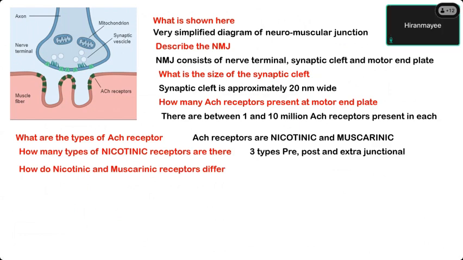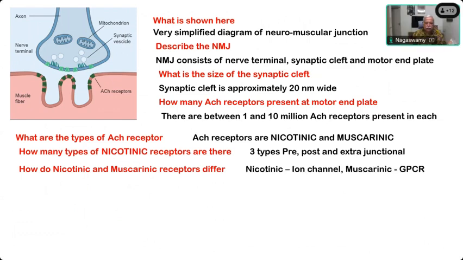Muscarinic receptors are G protein coupled receptors, sir. What about nicotinic? Nicotinic receptors are mostly ligand-gated ion channels. Nicotinic is an ion channel, muscarinic is G protein coupled.